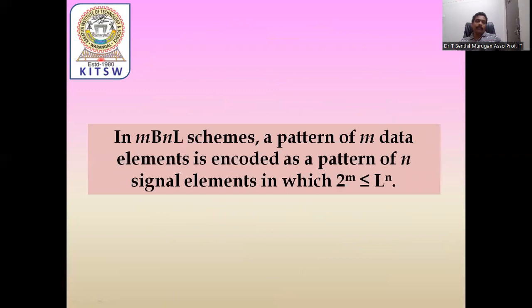So what notation are they using? mB nL schemes. In this pattern, m data elements are encoded as a pattern of n signal elements. This n is the signal elements, and this L is the levels we are representing, in which 2^m is less than or equal to L^n.